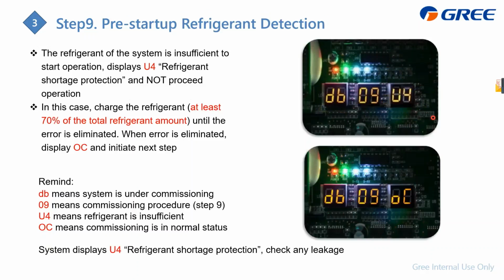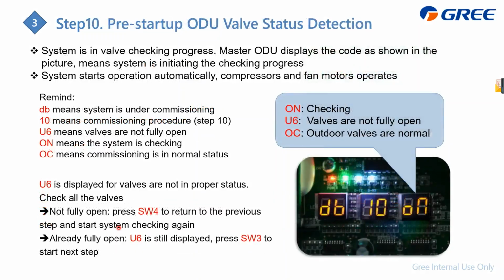And under step 9, the unit will detect whether the refrigerant amount is enough, more than 70% or not. Our requirement is at least 70% of the refrigerant amount. If it is no more than 70%, the commissioning cannot pass. Okay, that's step 9. For example, if it displays U4, U4 means the refrigerant is not enough. But if it displays OC, it means okay, and it comes to step 10 automatically.